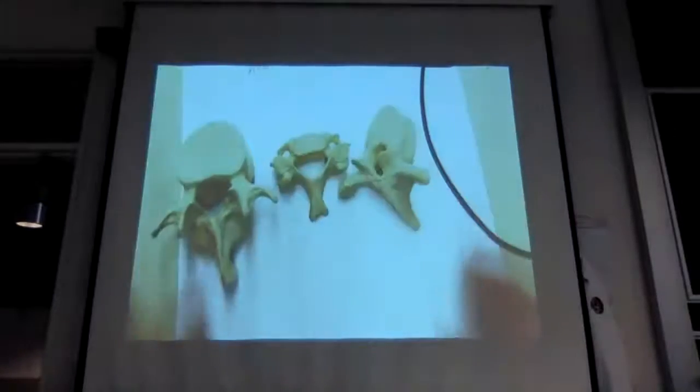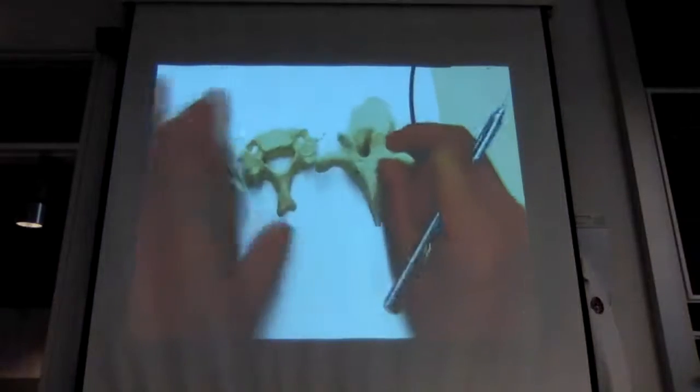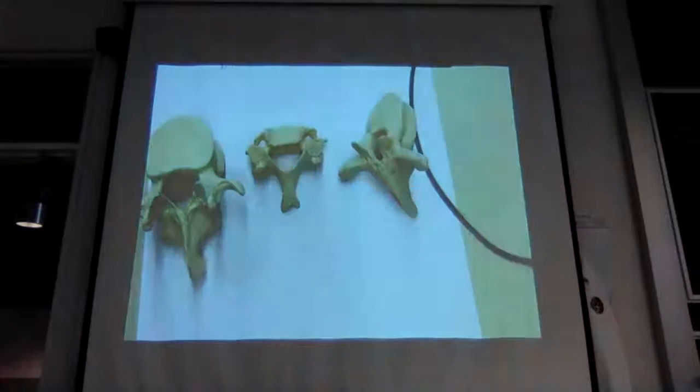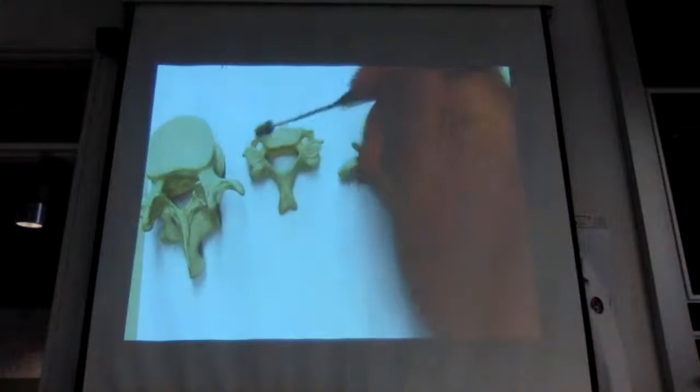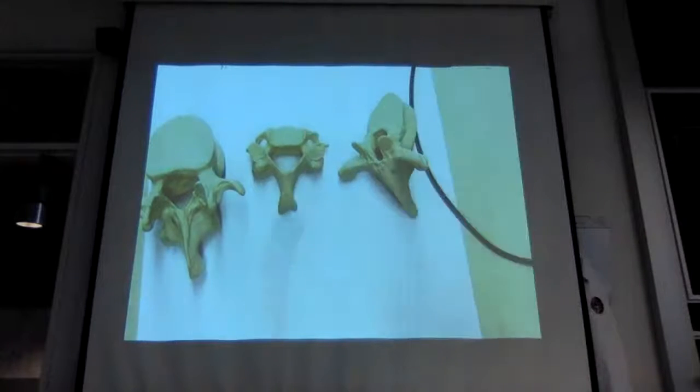Okay. We have 3 different vertebrae here. Which one is cervical? Left, middle, or right? Middle. We know it's cervical because of a few things. Small body, transverse foramina. Those are for blood vessels to go to the brain.